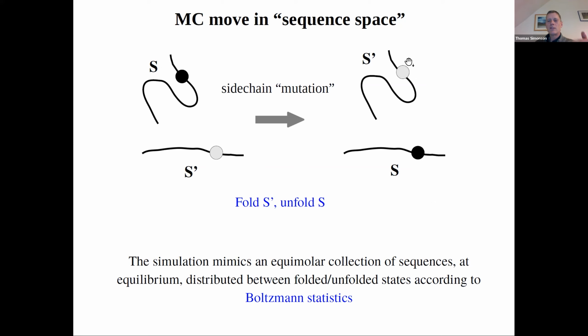Now, there's a simple interpretation to this Monte Carlo scheme, and one can show that the simulation actually mimics nicely an experimental system. In fact, it mimics an equimolar collection of sequences at equilibrium, distributed between the folded and unfolded states according to Boltzmann statistics. So that's the interpretation of the simulation scheme.